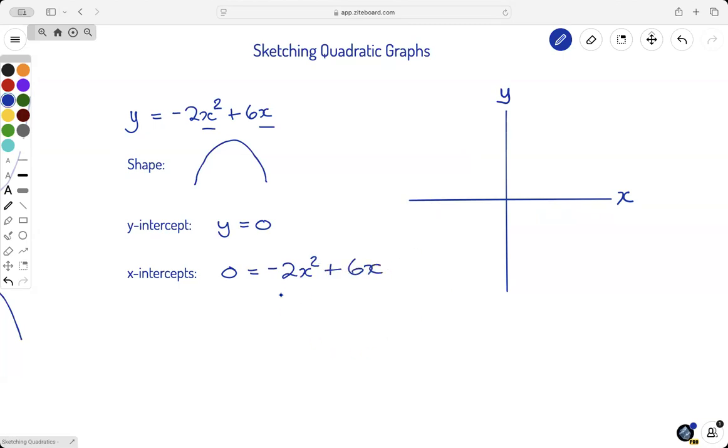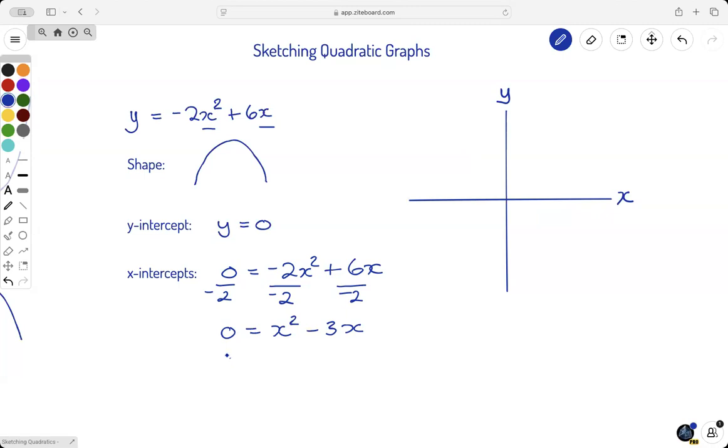And before I factorise, I'm going to make things easier by dividing through by -2, so that this just turns into x squared. So I have to divide every term on the left and the right by -2. This is 0. This is 1, so just 1x squared, and this is -3x.